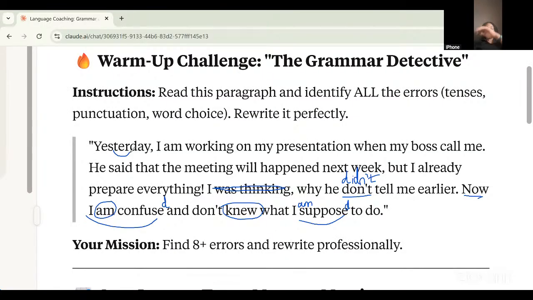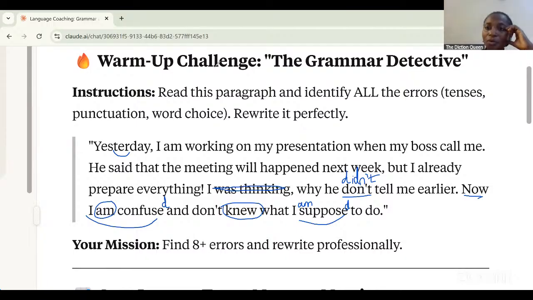I was working on my presentation when my boss called me. He said that the meeting will happen next week, but I already prepared everything. I thought, why didn't he tell me earlier? Now I am confused and don't know what I'm supposed to do.